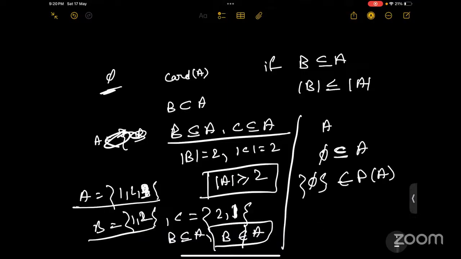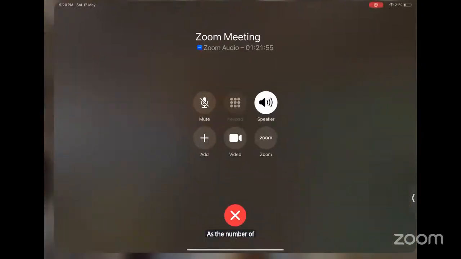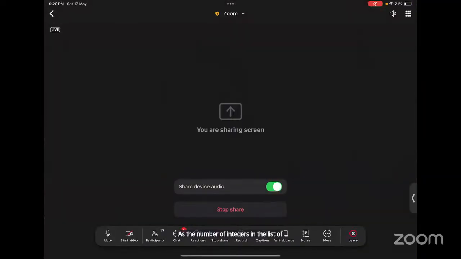Ma'am, is 2.5 an integer? No. So ma'am, I've put a question in the chat. Can you please check that? It asks the number of integers in the list of numbers.